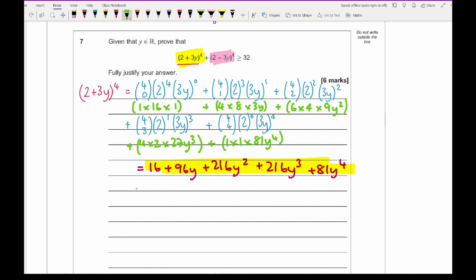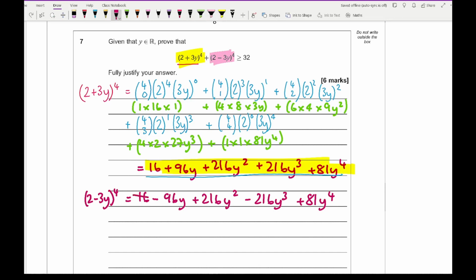So then we move on to, let me just keep that separate. So the next one we move on to is 2 minus 3y to the power of 4. Now if I expand that the exact same way, just to save a bit of time, I'll end up with 16 minus 96y plus 216y squared minus 216y cubed plus 81y to the power of 4.